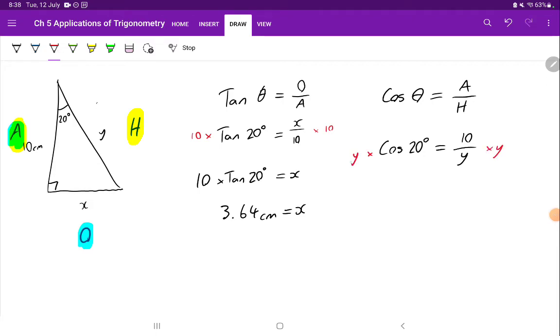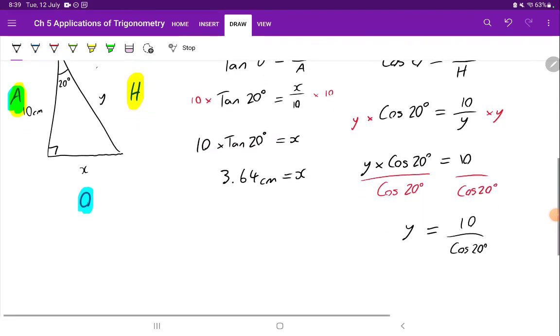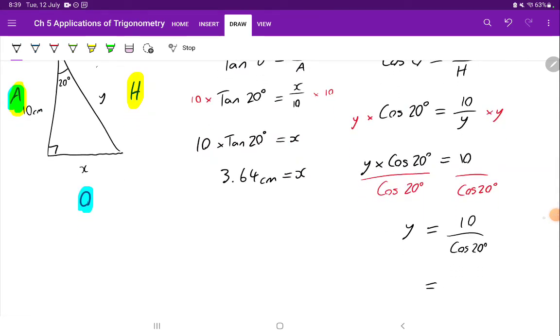Now we've got y times cos of 20 equals 10. Now we're timesing y by cos of 20, so let's divide both sides by cos of 20. This gives us y on the left-hand side and 10 over cos of 20. Now, just put that into your calculator. It equals 10.64 centimeters, and that's rounded down from 10.641.